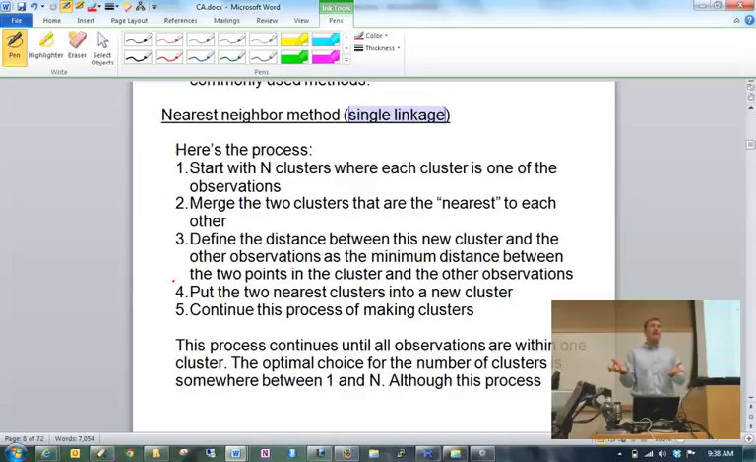And here's nearest neighbor. And in fact, I essentially already showed you what nearest neighbor was when I was drawing on the plot. Start with n clusters overall, where each cluster is a particular observation. Merge the 2 clusters that are nearest to each other. Remember how I merged 13 and 14? Then define the distance between this new cluster and all other observations as the minimum distance between the 2 points in the cluster. What do I mean by that? I'll go back.